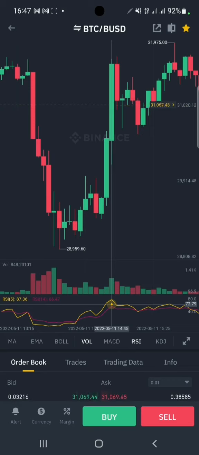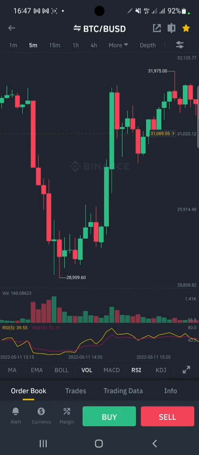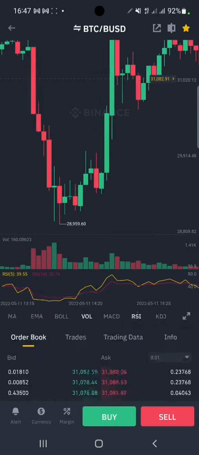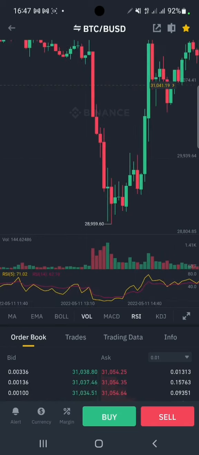So the RSI 5 is telling me that at this particular point, if we rewound time to that very moment, we would see that the RSI would be around 87. And so it would be telling me it's time to sell. And just as it played out, you can see that Bitcoin pumped and got to this price around 31,747 and then started to dip. So the RSI indicated down here that it was overbought. Remember, 80 and above.